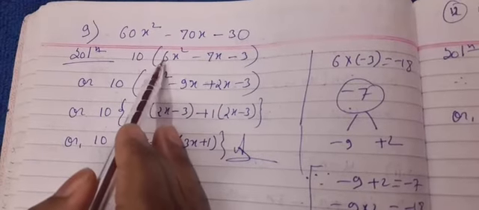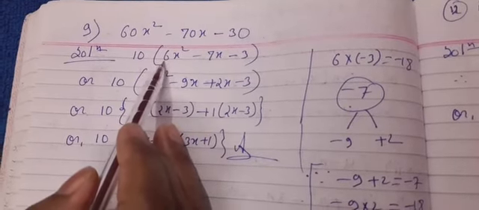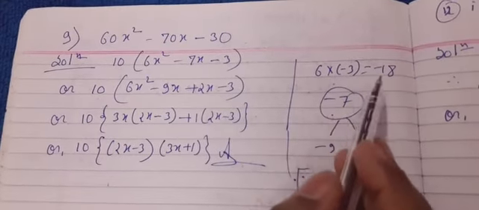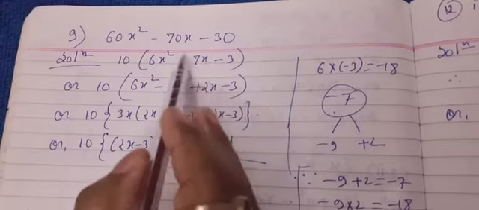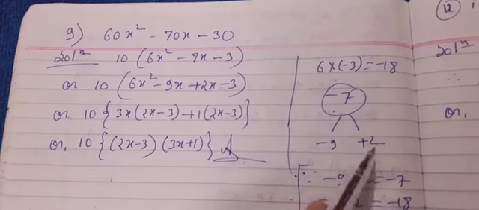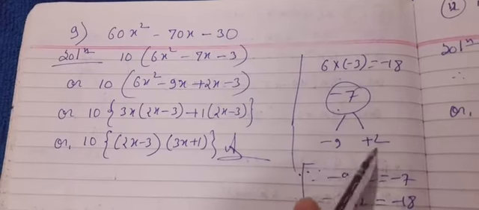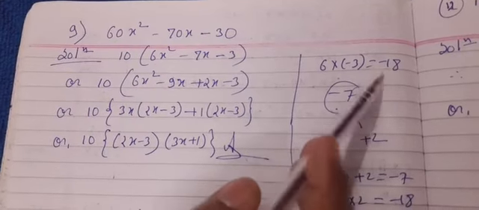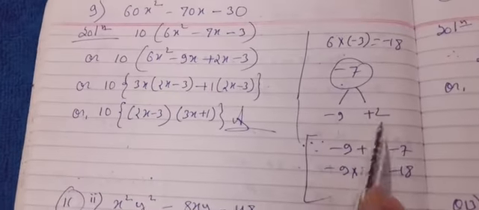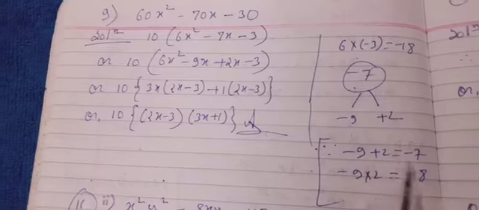So according to the rule, we will multiply the coefficient of x squared, that is 6, and the constant term minus 3, both multiplied, that is equal to minus 18. So we have to split the middle term minus 7 into two numbers such that their sum or difference equals minus 7, but their product is equal to minus 18. So I have chosen minus 9 and plus 2. Why have I chosen minus 9 and plus 2? Because minus 9 plus 2 is equal to minus 7.